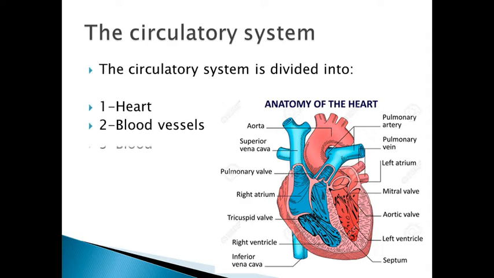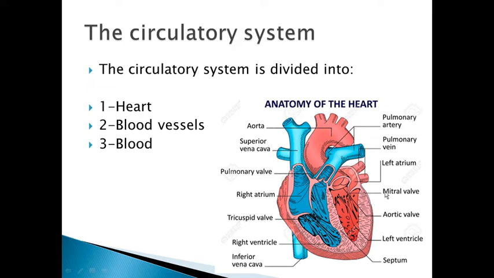Okay, can you look at this? As we know, the circulatory system is divided into the heart, blood vessels, and blood. So our lesson today is about the heart. Please look at this nice picture, or diagram, of the heart. The heart is a muscular hollow organ that is surrounded by a membrane called the pericardium. The pericardium is used to protect the heart and facilitate its action.